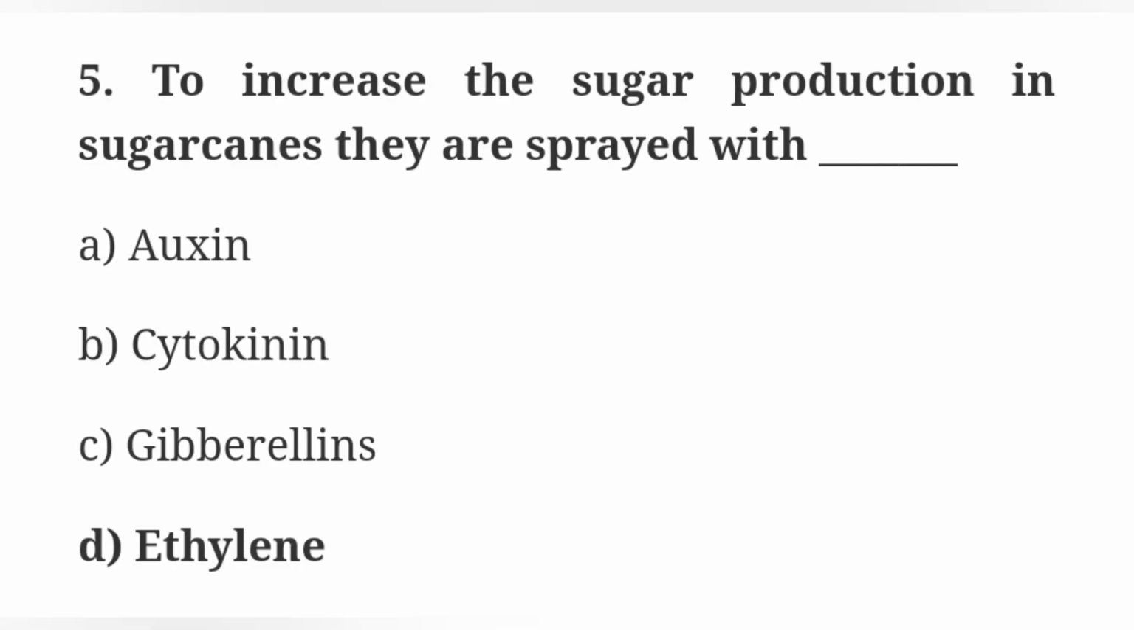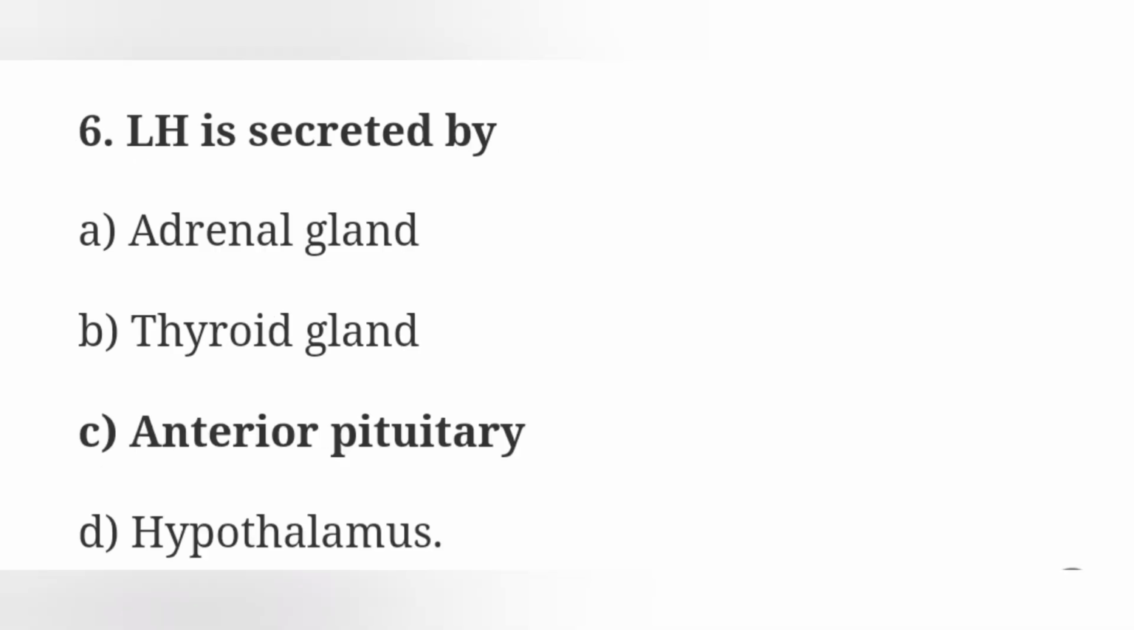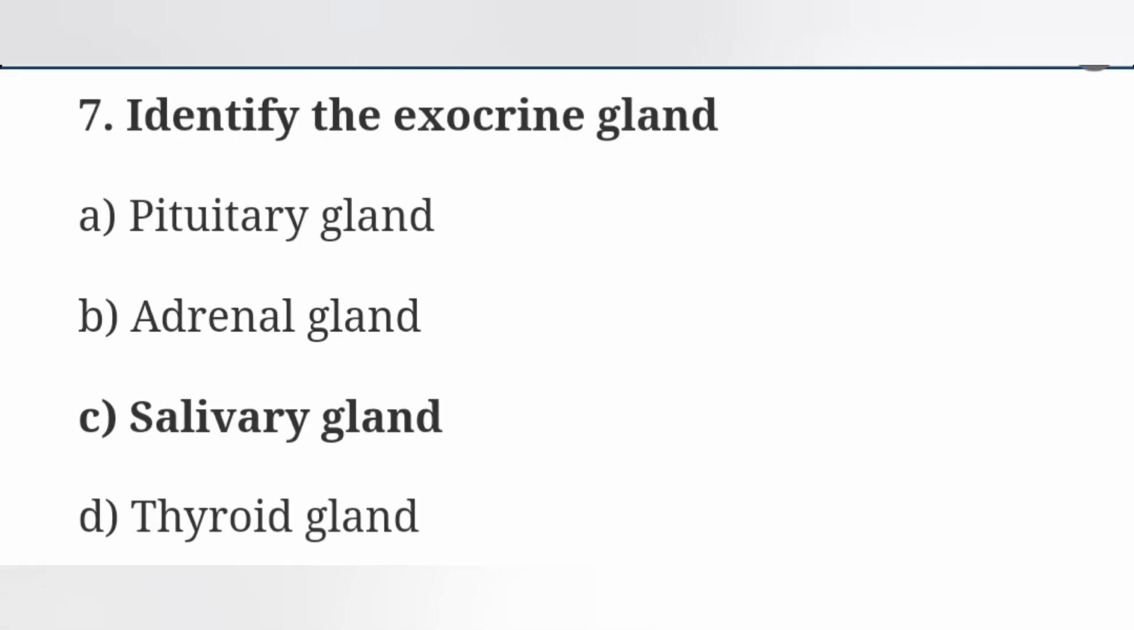Fifth one, to increase the sugar production in sugarcanes, they are sprayed with dash. Option D, answer ethylene. Sixth one, LH is secreted by: option C, answer anterior pituitary. Seventh one, identify the exocrine gland. Option C, answer salivary gland.